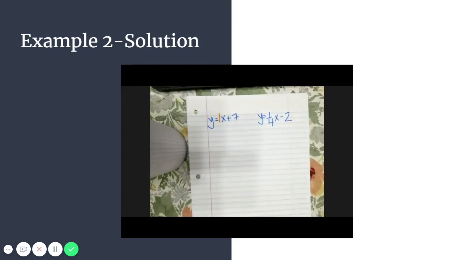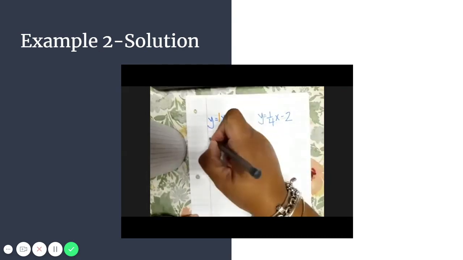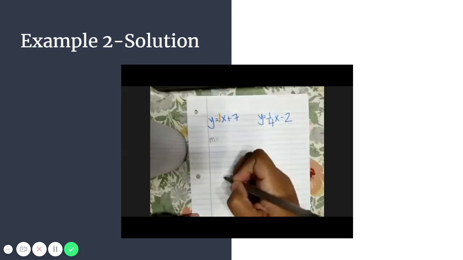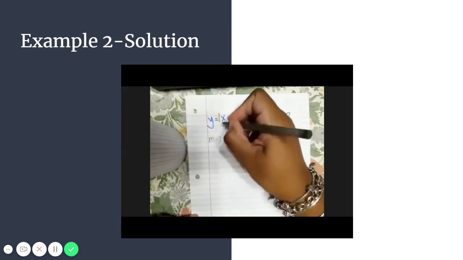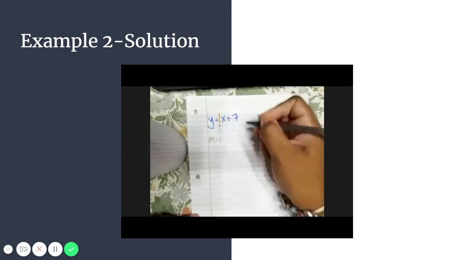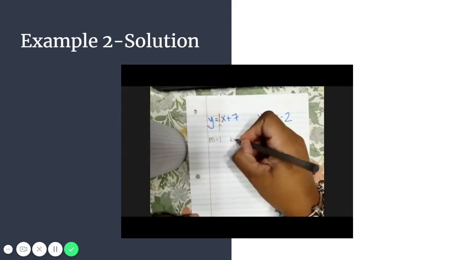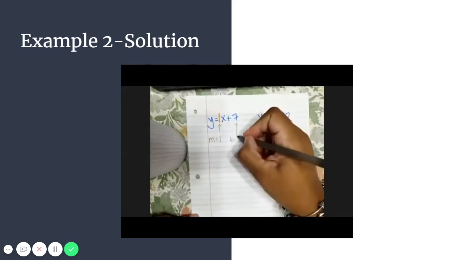So again, if there's not a number that you can see as the coefficient of x, it's understood to be a 1. So when we want to determine the slope of this first equation, the slope would be 1. That would be this number here. And the y-intercept would be 7.